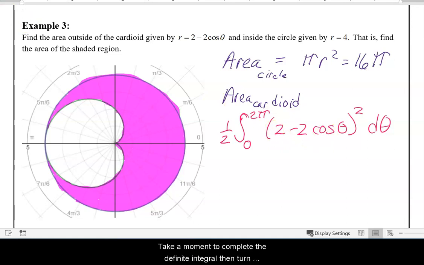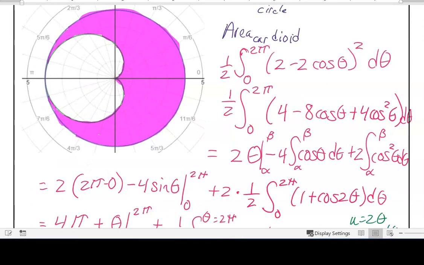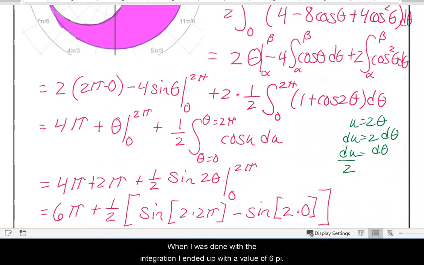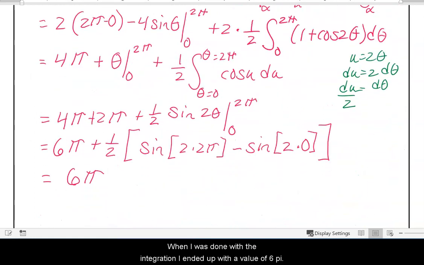Take a moment to complete the definite integral, then turn the video back on to see if your answer matches mine. You may want to pause the video if you need more time to compare your result with mine. Again, notice that I had to use a double angle substitution to replace the cosine squared with 1 plus cosine 2 theta divided by 2. When I was done with the integration, I ended up with a value of 6 pi.